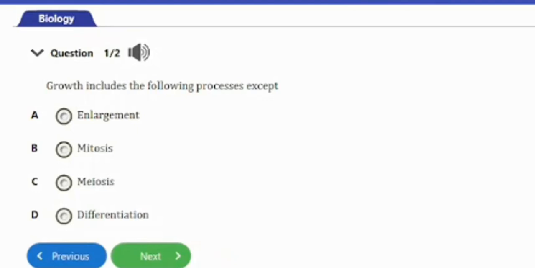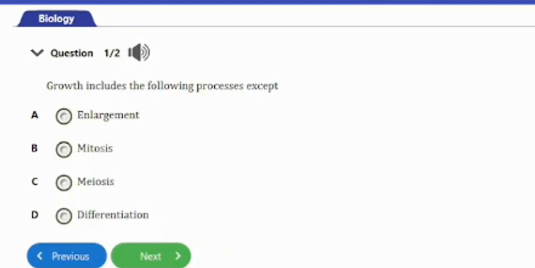Let's start with the first question, which says: growth includes the following processes except A. Enlargement, B. Mitosis, C. Meiosis, D. Differentiation. The answer to this question is option C, and that's meiosis.